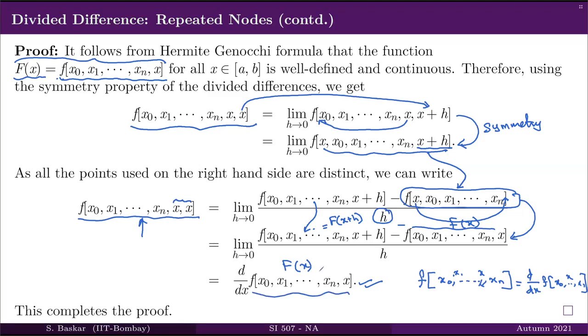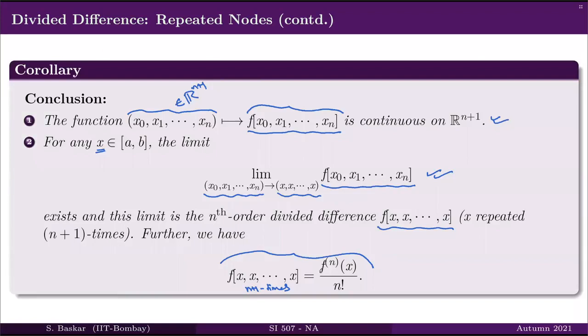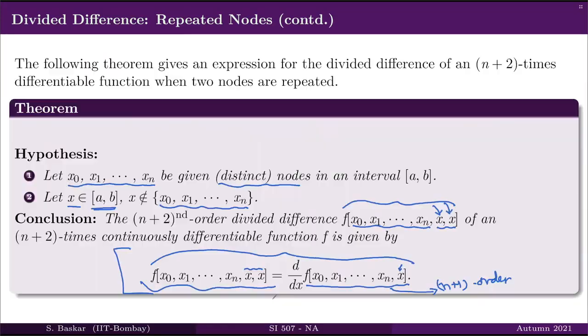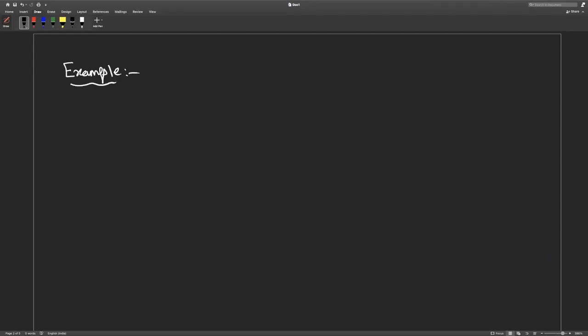Okay. Similarly, you can think of if three nodes are repeated, how we can write. Four nodes are repeated, how we can write. In general, if all the nodes are repeated, then of course we have the formula here. If all the nodes are repeated, you have the nth order derivative of f at x divided by this. Okay, so therefore you should carefully generalize this formula and see what it could be if three nodes are repeated, four nodes are repeated, what can be the formula. Let us take an example.